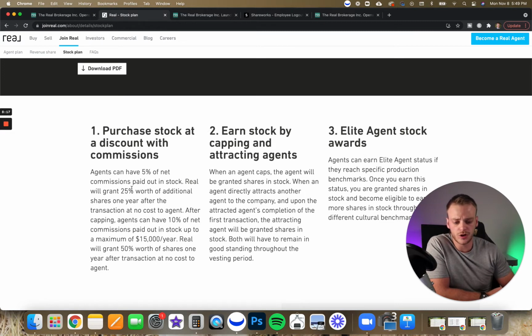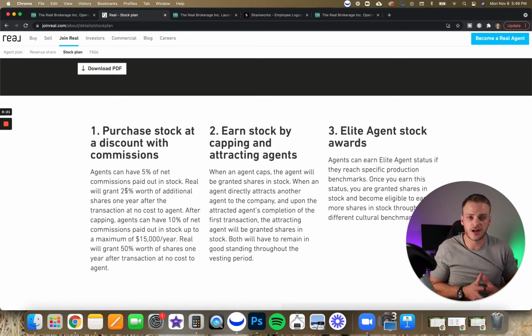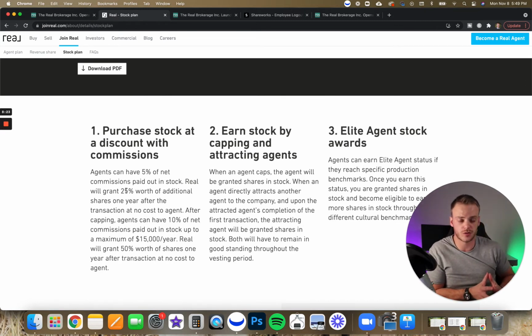If you choose to do that, if you use that 5% to purchase stock within the company, Real Broker will then grant you 25% worth of additional shares 1 year after the transaction at no cost to the agent. They actually give these shares to you up front, but then they have a 1 year vesting period. After capping, this can be increased to 10% of net commissions paid out in stock up to a maximum of $15,000 per year. And Real is going to grant 50% worth of shares 1 year after the transaction at no cost to the agent.